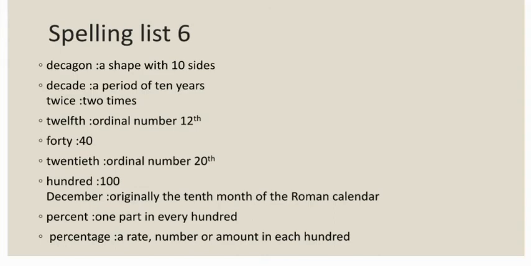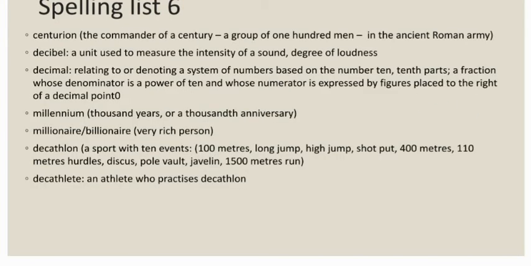40, which of course is just the number 40. 20th, ordinal number 20th. 100, the number 100 of course. December, originally the 10th month of the Roman calendar. Percent, 1 part in every 100. And percentage, a rate, number, or amount in each 100. Let's continue on.